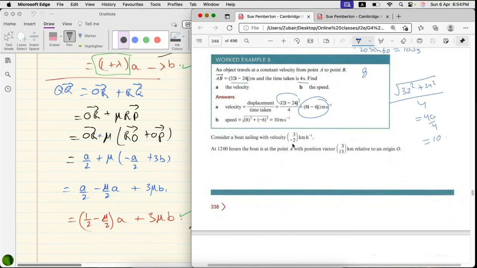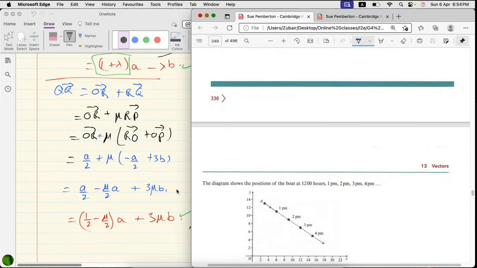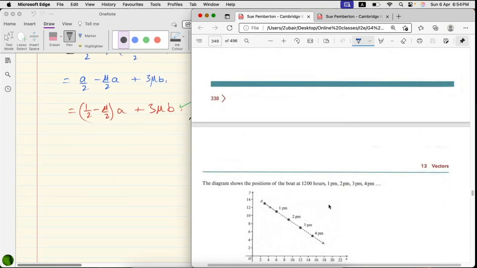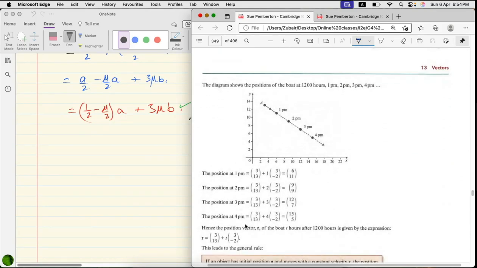Consider a boat sailing with velocity 3 minus 2. At 1200 hours, the boat is at A with this position vector, in kilometers relative to the origin. The diagram shows the position of the boat at 1200, 1, 2, 3, 4, 5 p.m. It is given the position at 1 p.m. So already at A, this was 3, 13. It is already given.